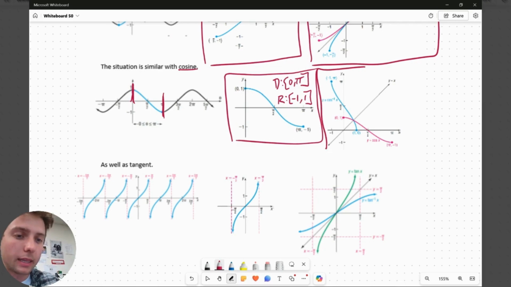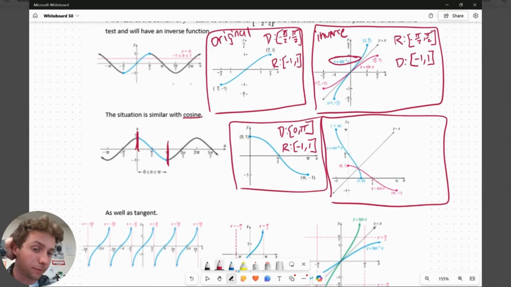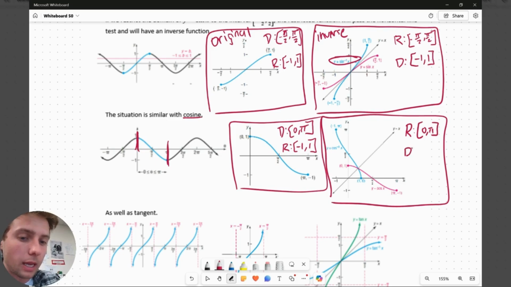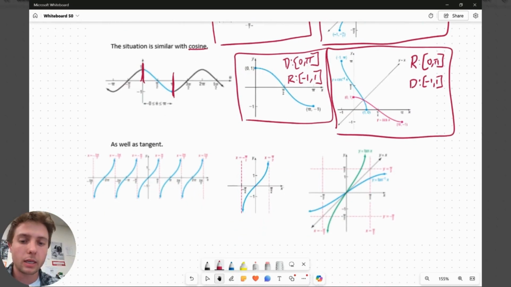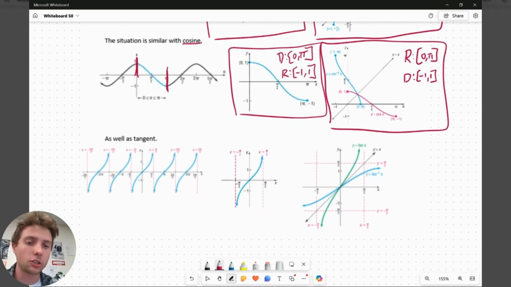But then if we look at the inverse now, okay, this is the inverse like we were talking about before, those domains and ranges switch. So the range in this case is 0 to pi. The domain in this case is -1 to 1. Same idea for tangent. The domain and range switch.